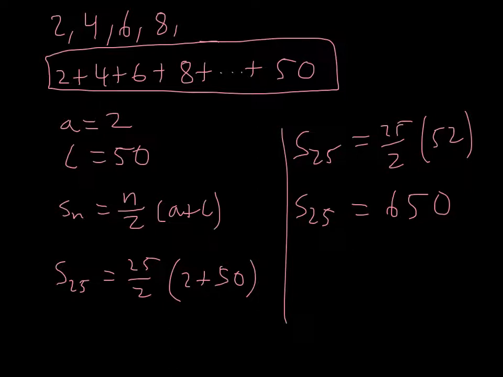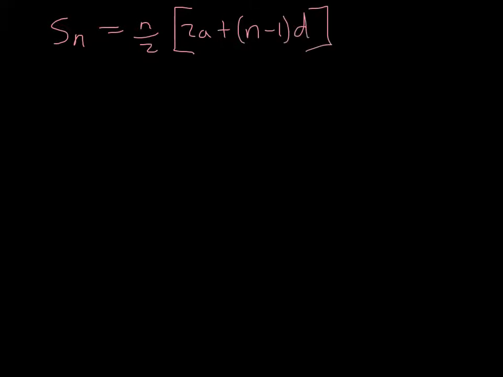Now let's see what happens if we don't have the first and the last term, but we know the common difference. We use this equation: Sn equals n over 2, in brackets, 2a plus (n minus 1)d. Now, if you want the proofs, or you want to know how these equations have been derived, you can just look in Cambridge to see those. I'm not going to do those here now.